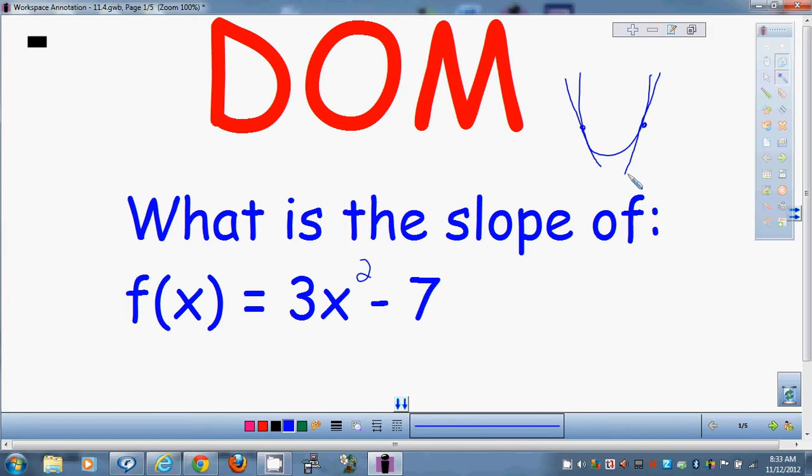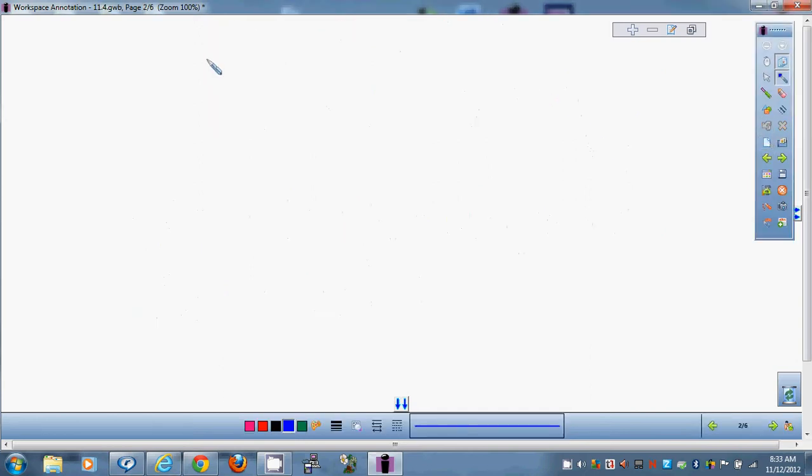I'll give you a hint. You did it as a do now last week. Remember? y2 minus y1 over x2 minus x1. You need 2 points to calculate slope. y2 minus y1 over x2 minus x1. Okay? Now, if you need 2 points to calculate slope, let's look at that exact same problem we were just doing. 3x squared minus 7.